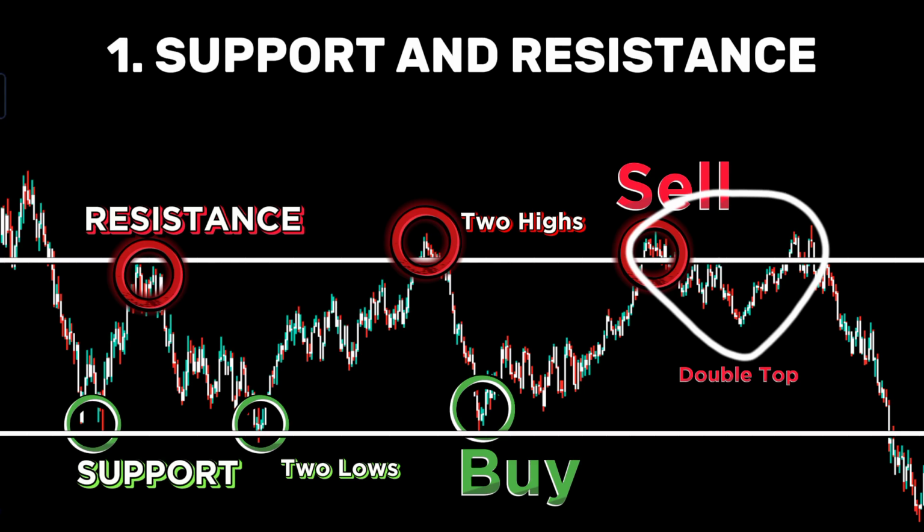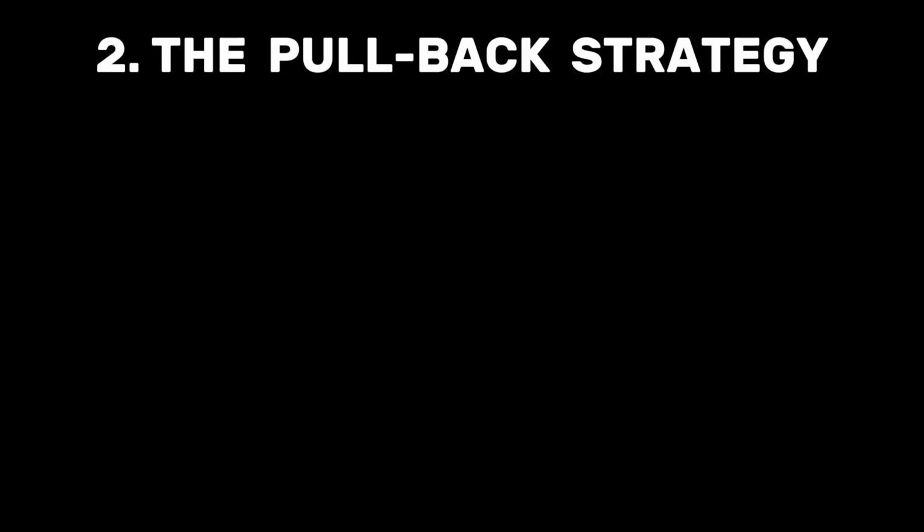Support and resistance works great in ranging and trending markets, but sometimes in trending markets, you will find that the buyers often break the resistance zone aggressively in an uptrend, and the sellers can also break the support zone aggressively in a downtrend to continue the trend. And that's where the second strategy comes into play, the pullback strategy.